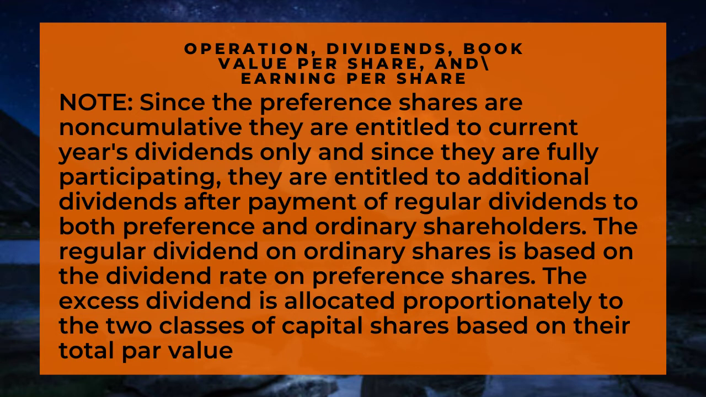Note, since the preference shares are non-cumulative, they are entitled to current year's dividends only. And since they are fully participating, they are entitled to additional dividends after payment of regular dividends to both preference and ordinary shareholders. The regular dividend on ordinary shares is based on the dividend rate on preference shares. The excess dividend is allocated proportionately to the two classes of capital shares based on their total par value.